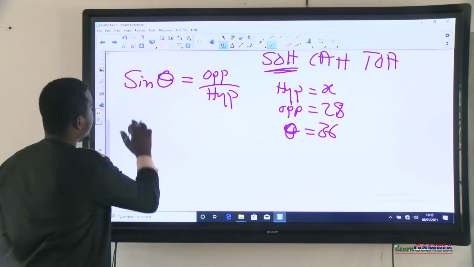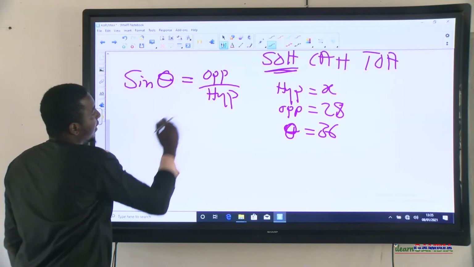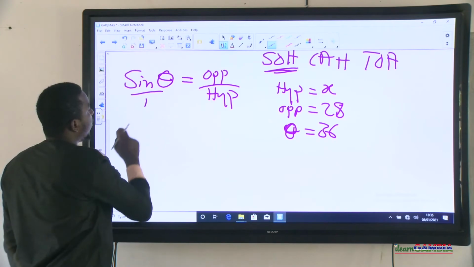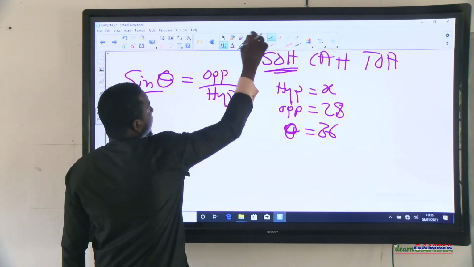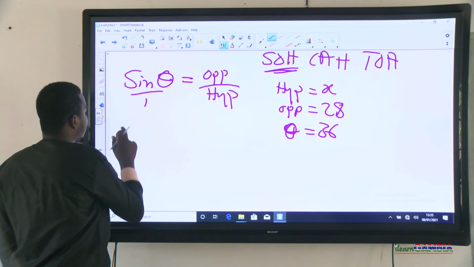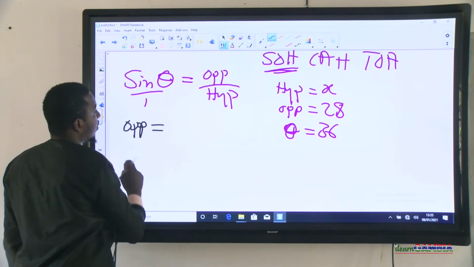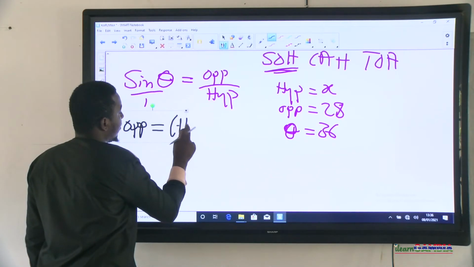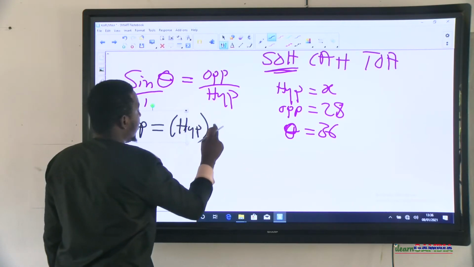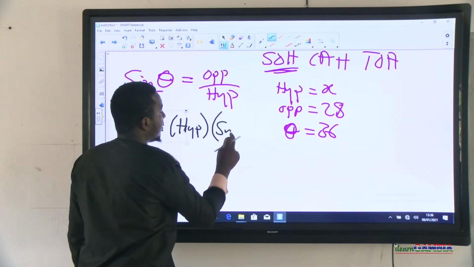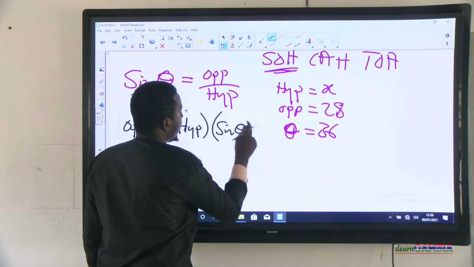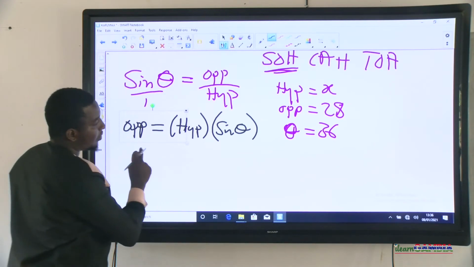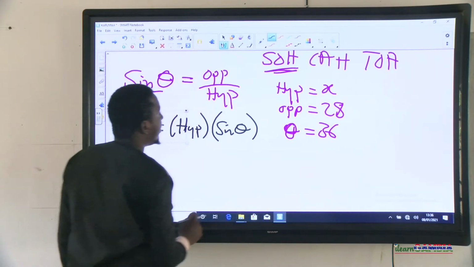So what are we going to have? Let's try to cross multiply here to have everything in a linear form. This divide 1, if you cross multiply, we are going to have the opposite is equal to the hypotenuse multiplied by sine of angle theta. Here we can have, what is the opposite? The opposite is equal to 28.